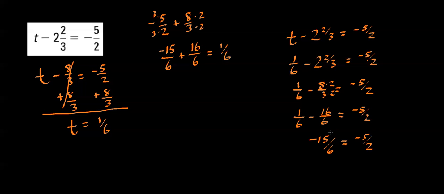Now, are those actually equivalent? Well, I've got to reduce this fraction. I've got to divide the top and bottom by 3. Negative 15 divided by 3 is negative 5. 6 divided by 3 is 2. And the math does work out. Negative 5 halves equals negative 5 halves.